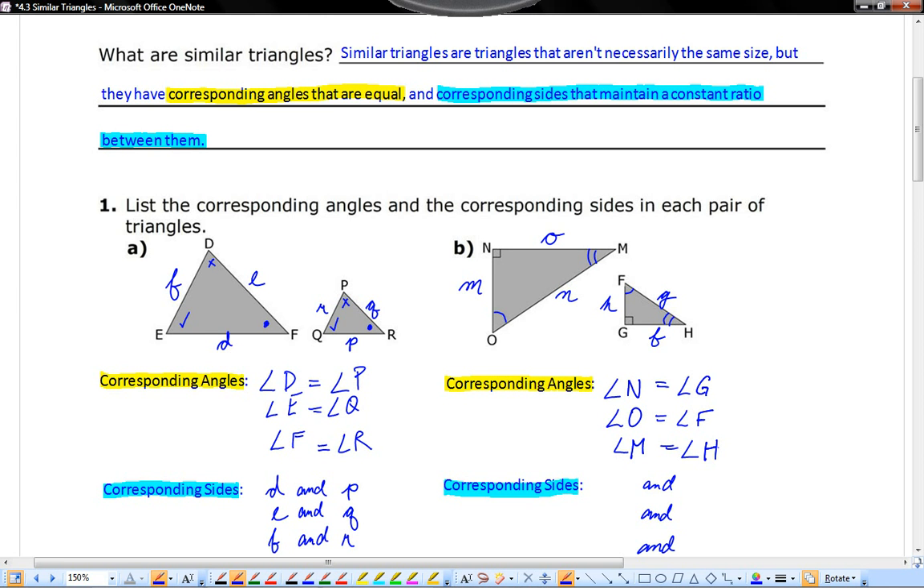And so now that we know the corresponding angles that are equal to each other, we can talk about the corresponding sides. So the side length n, which is the hypotenuse of the larger triangle, may be something like 2.5 times the size of the hypotenuse of the other triangle, g. So if that were the ratio, and I don't know, I haven't measured it, but if n is 2.5 times the size of g, then that means that o is going to be 2.5 times the size of f, and m is going to be 2.5 times the size of h. So that's how the corresponding sides work.